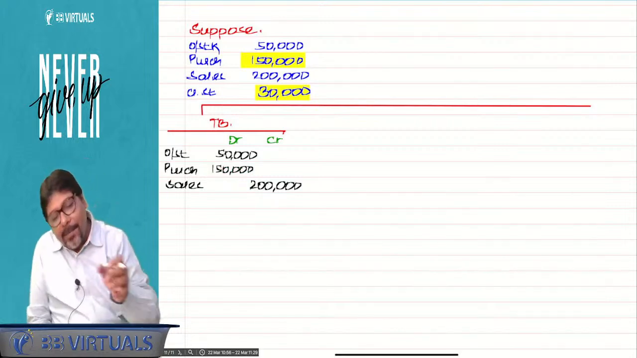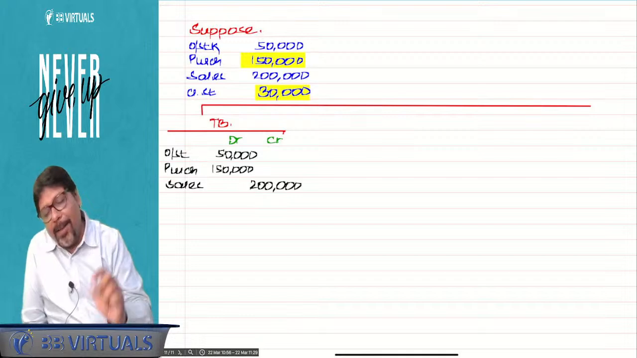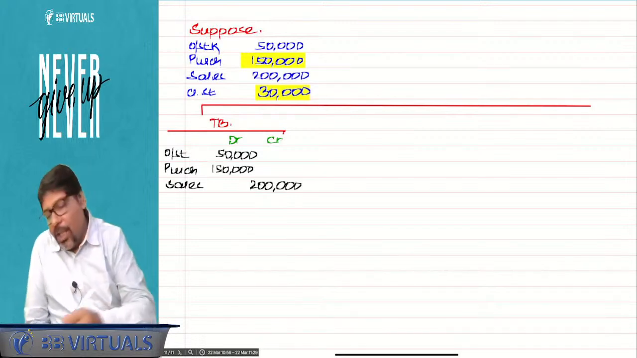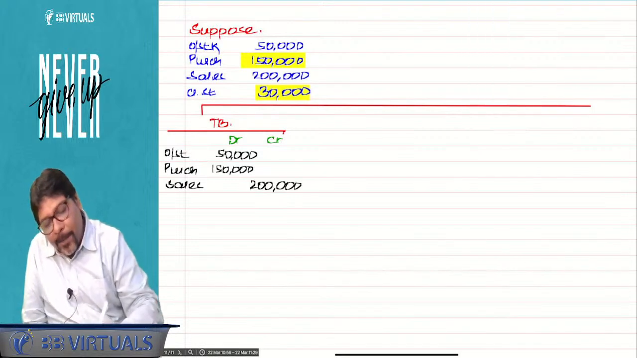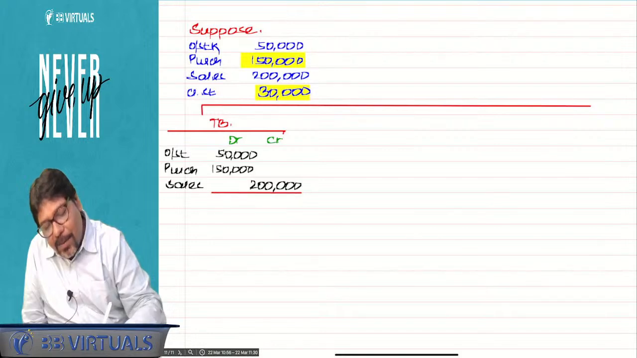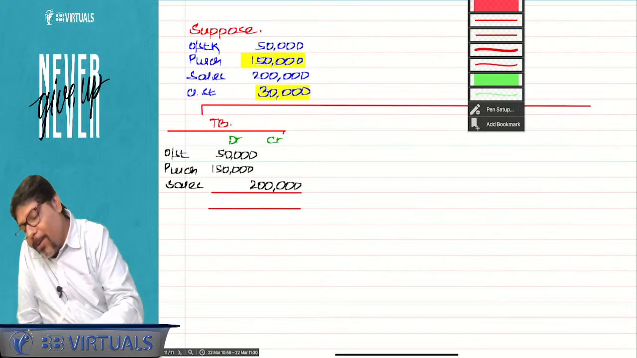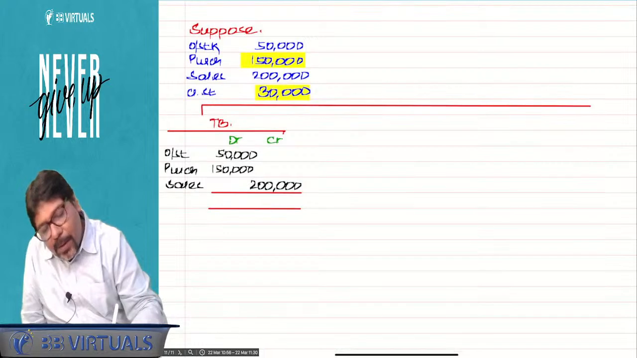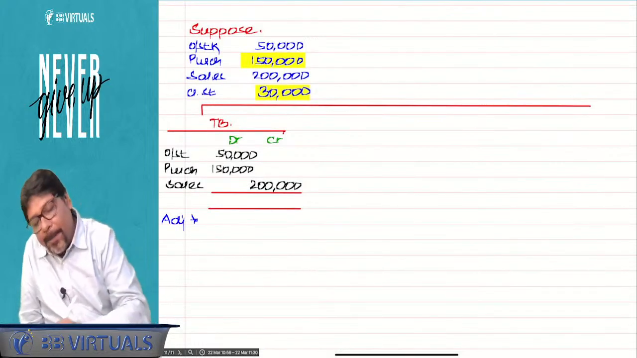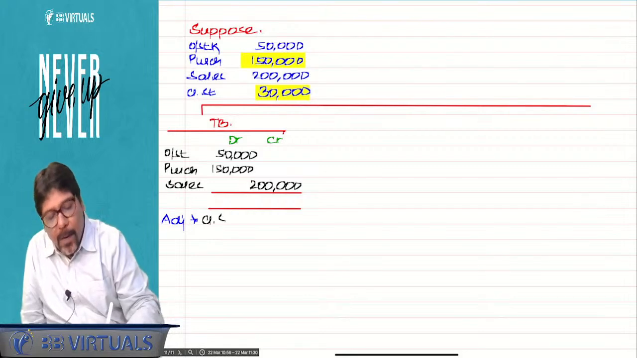Anyways, now tell me, chartered, where will closing stock come in the trial balance? Closing stock, no, it will come in the adjustment. Wonderful. Closing stock will come in the adjustment. In the adjustment it is given. Closing stock. How much?